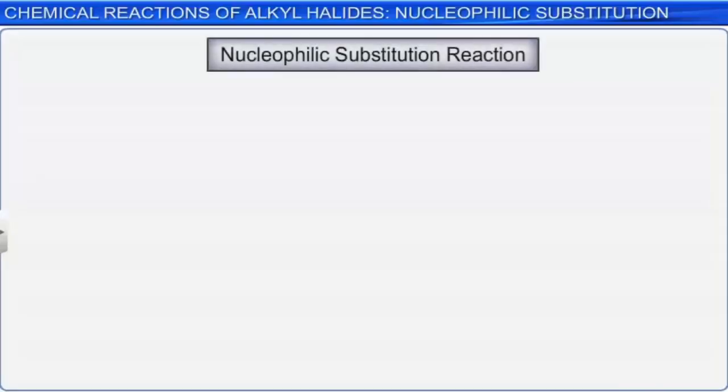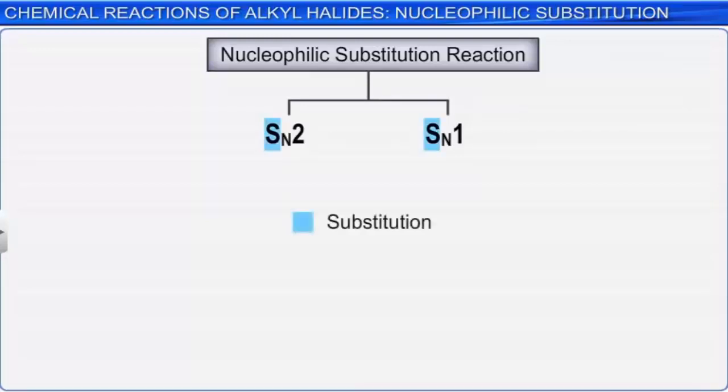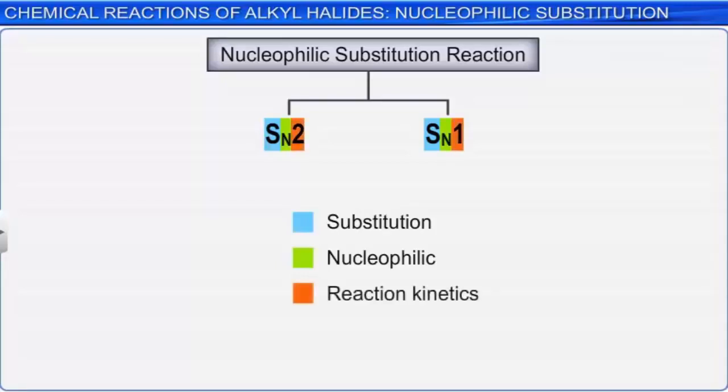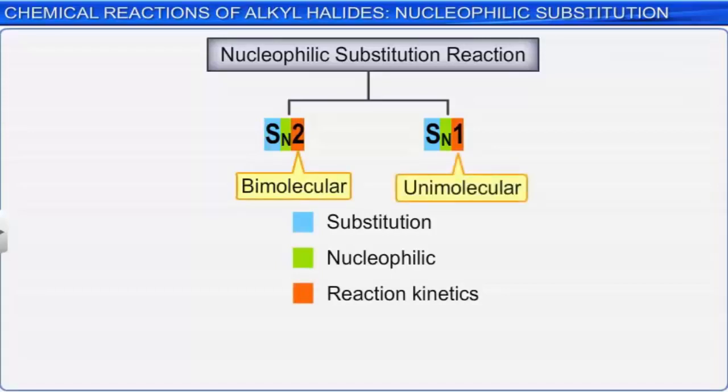Depending upon the mechanism or the reaction conditions, nucleophilic substitution reactions can be classified as SN1 or SN2 reactions. The S is for substitution and the N is for nucleophilic. Since these reactions are initiated by the nucleophile, the number gives information on the reaction kinetics, 2 for bimolecular and 1 for unimolecular.